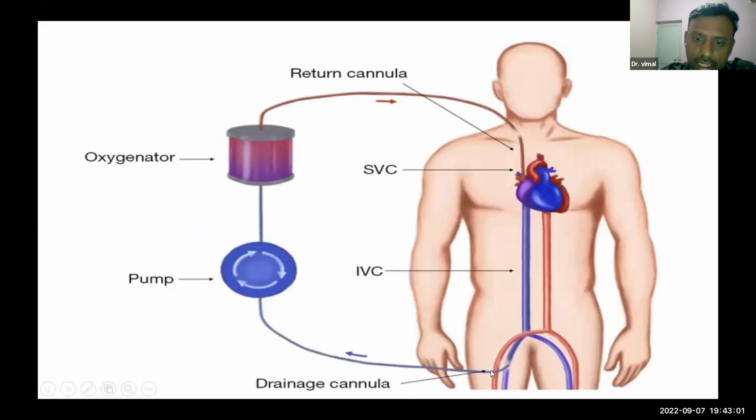The drainage cannula over here removes the blood from one of the large veins. From here, it's a femorojugular circuit, dual cannula circuit. So the drainage cannula removes the blood and it gets oxygenated, and via the return cannula, the blood is given back to the superior vena cava and thereby into the right atrium, right ventricle, from there into the pulmonary circuit, and then it goes into the left heart.